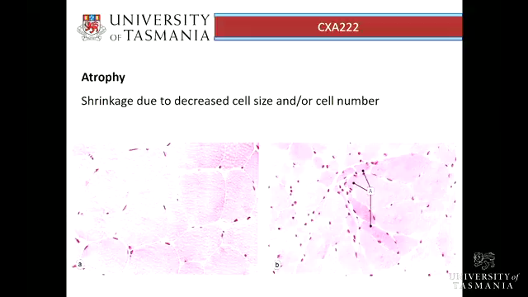So atrophy is shrinkage due to decreased cell size and or number. So here we have some healthy skeletal tissue, and on the right we've got some skeletal tissue biopsy taken from a polio patient. So through nerve damage, you have disuse of the muscle, and therefore it undergoes atrophy. Fairly straightforward.